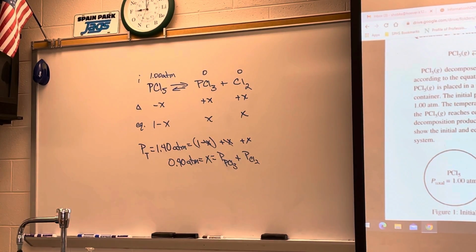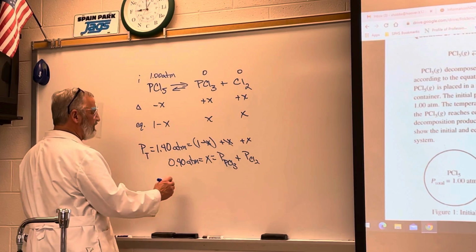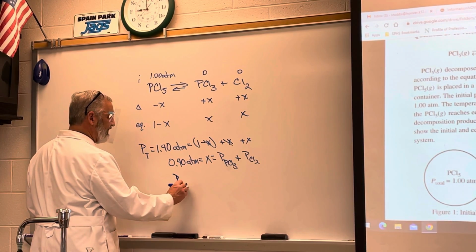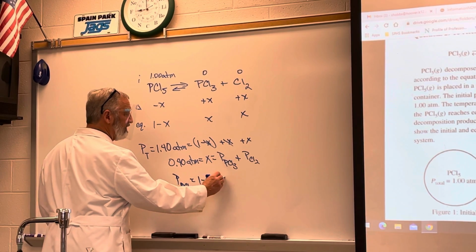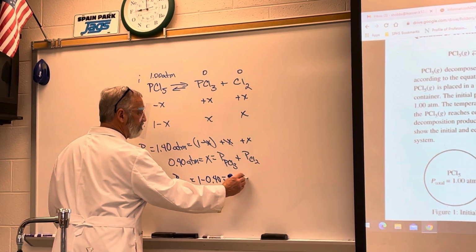Okay, so 0.40 is the pressure of each one, and then the pressure of the PCl5 is gonna be 1 minus the 0.40, which is equal to 0.60.